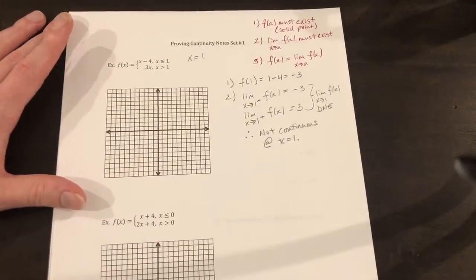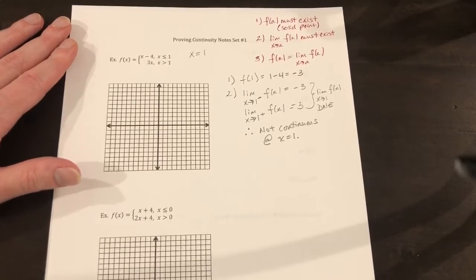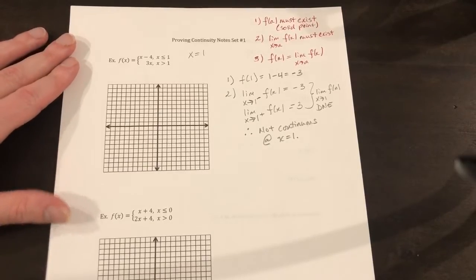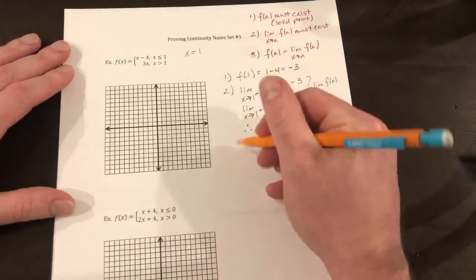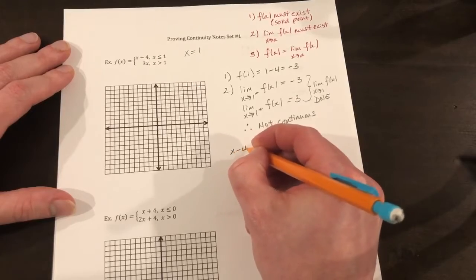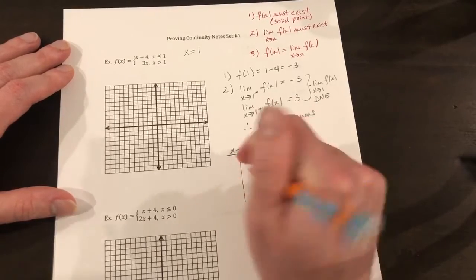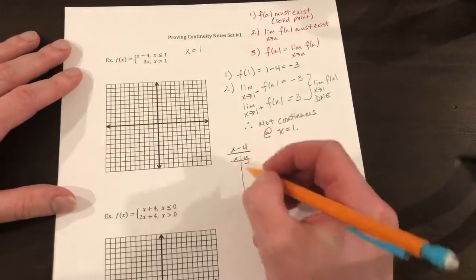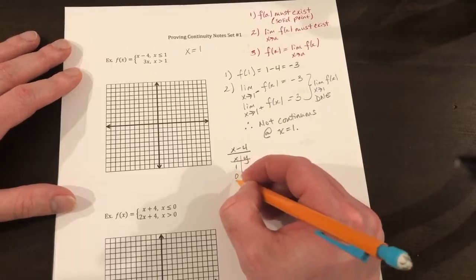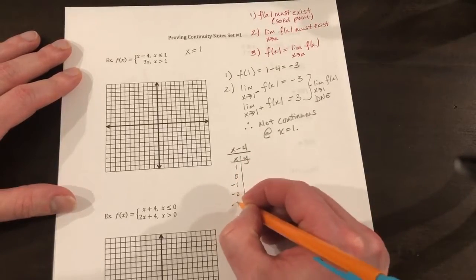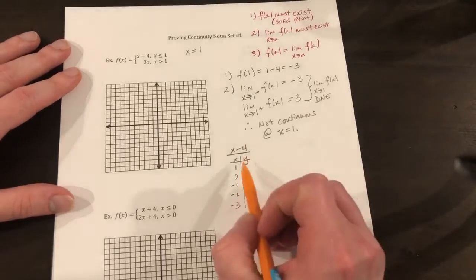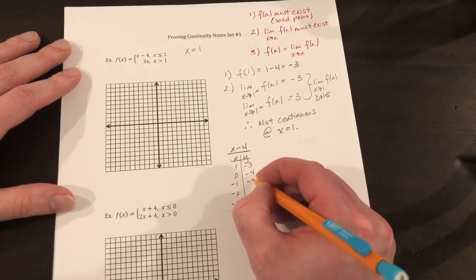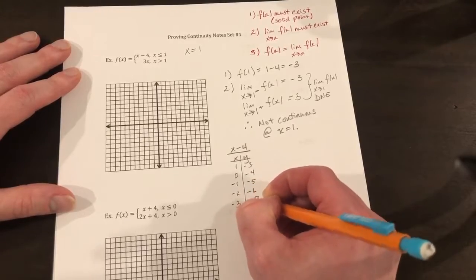That's how we prove continuity. There's no reason to go to the third step, because the second step is violated. If we're going to graph this, we get x minus 4, and we're going to make a little t-chart. We start at 1 and pick values less than 1. Plug in a 1: 1 minus 4 is negative 3, negative 4, negative 5, negative 6, and negative 7.